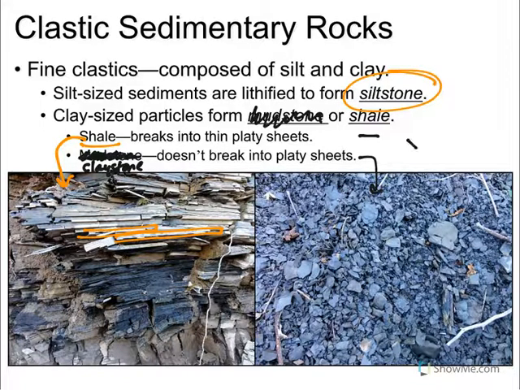And here's where I'm going to disagree with your author, because mud is actually equal parts silt and clay. All right, so it's the two grain sizes mixed together. That's what actually makes mudstone.